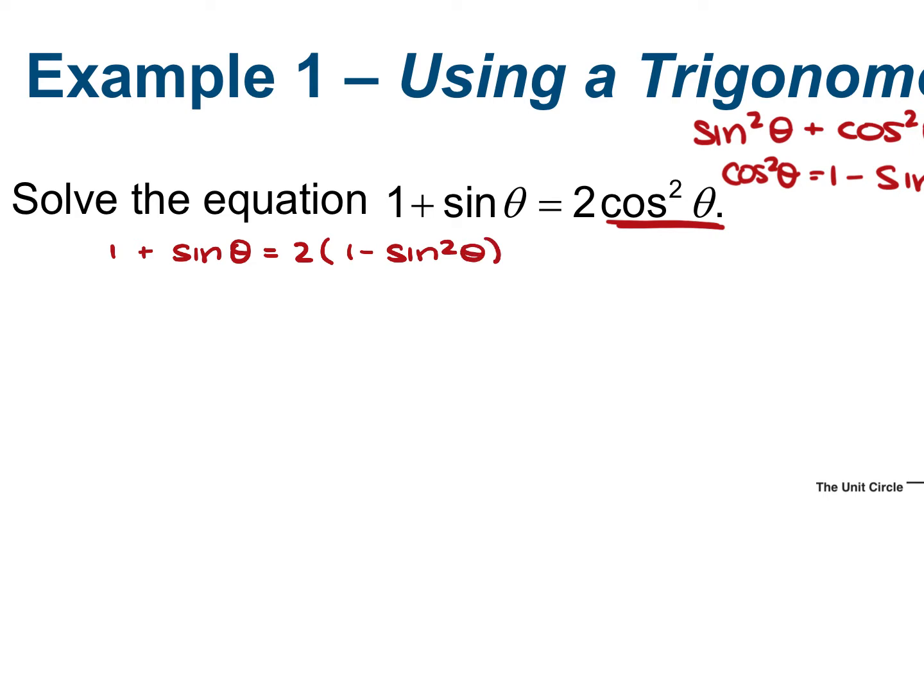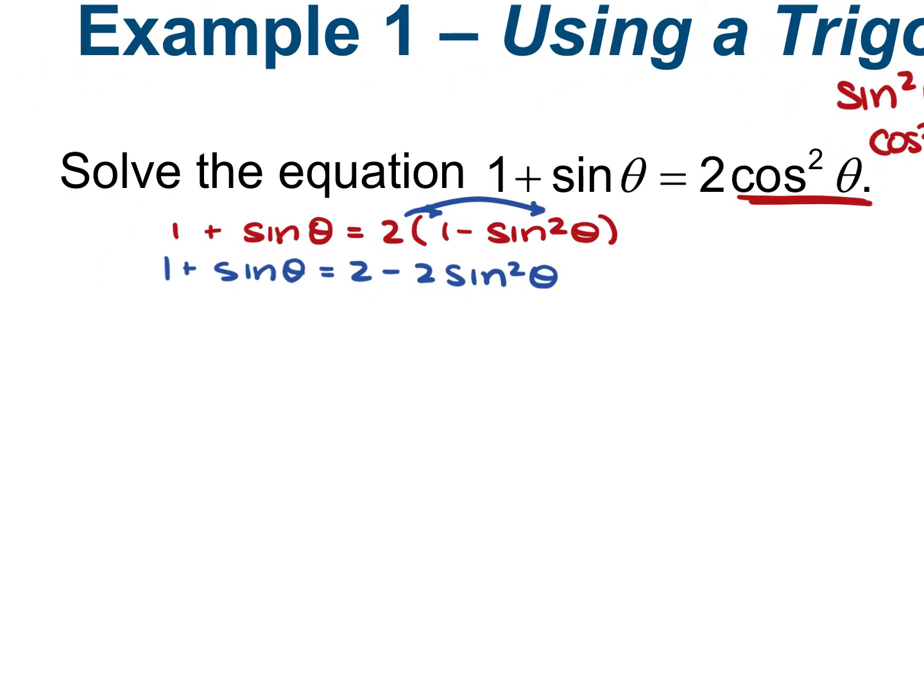From here, you're going to want to distribute that 2 in. So this is going to give us 1 plus sine theta is equal to 2 minus 2 sine squared theta. You want everything on the same side of this equal sign, and you want your equation equal to 0. So with this, I'm going to move the 2 over by subtracting it first. This gives us sine theta minus 1 is equal to negative 2 sine squared theta.